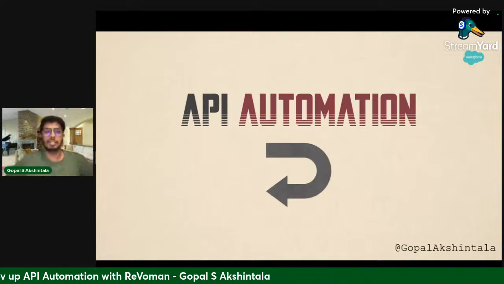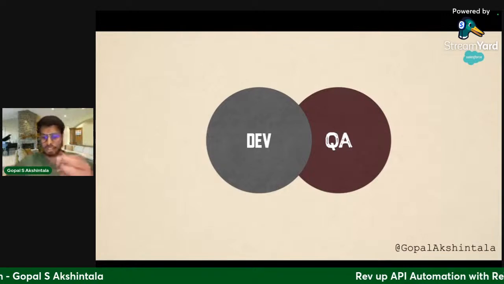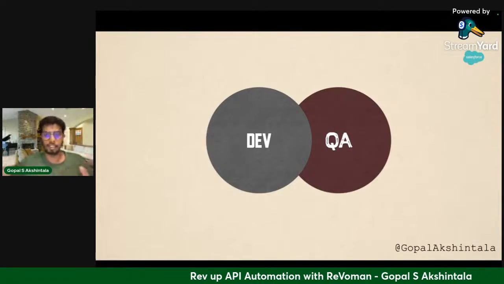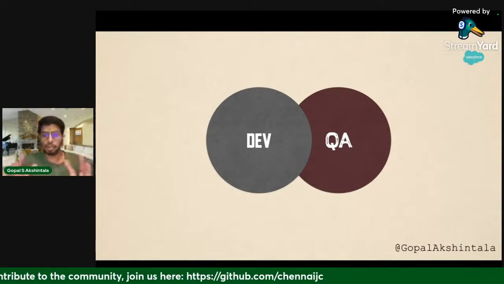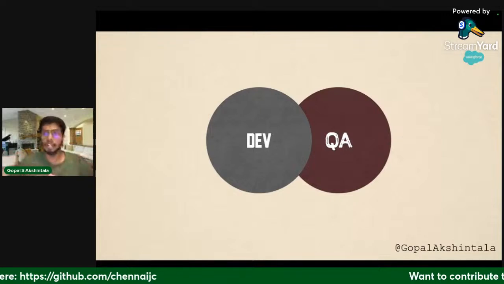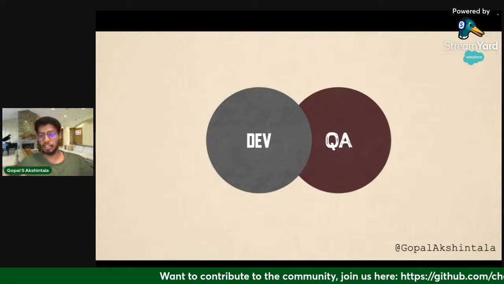So the talk, although it says automation, is not a QA-specific talk. I would say it's in that sweet spot where the jobs of developers and QAs merge. Automation is everyone's responsibility. It's not just QAs or developers. And as a developer, you should be serious about what you're developing.